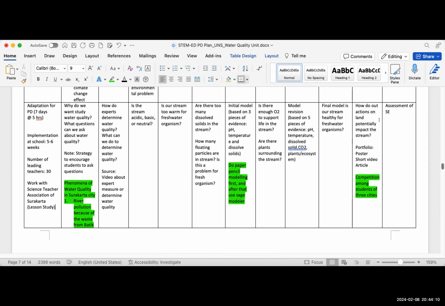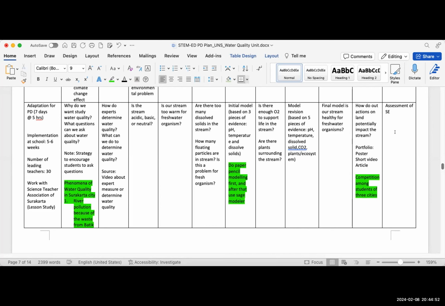And the last part is the discussion about actions to preserve or conserve water quality. We will ask the students to choose from three kinds of options. Students will choose which kind of product they want to produce, and they will work in groups to make a poster, short video, or article that will be posted on the notice board or magazine of the school.